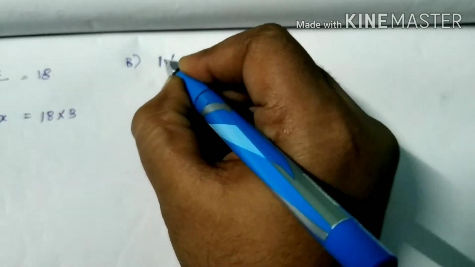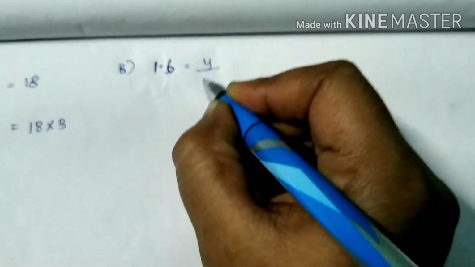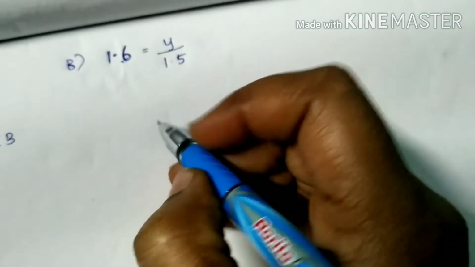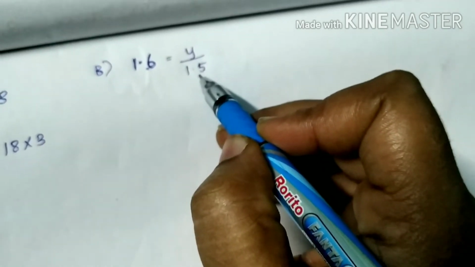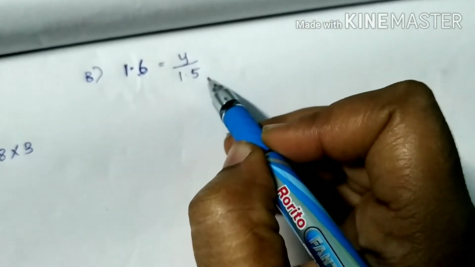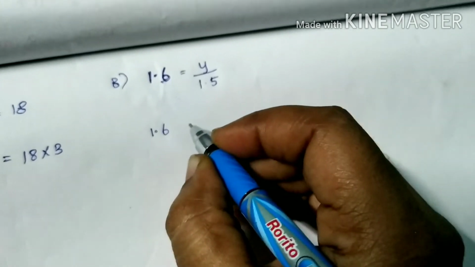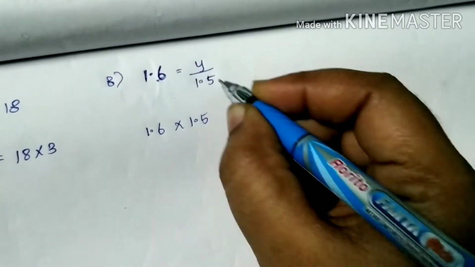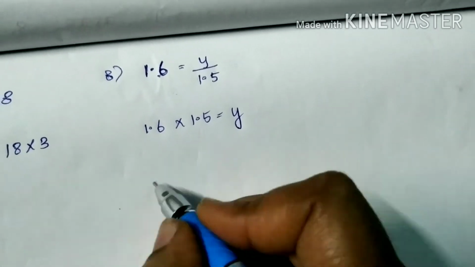That is x is equal to 27. Next, 1.6 is equal to y by 1.5, y divided by 1.5. So how do you have to solve this? This is in division, y divided by 1.5. You have to take this 1.5 to the opposite side. It will change into multiplication. 1.6 into 1.5 is equal to y. So now you multiply this.